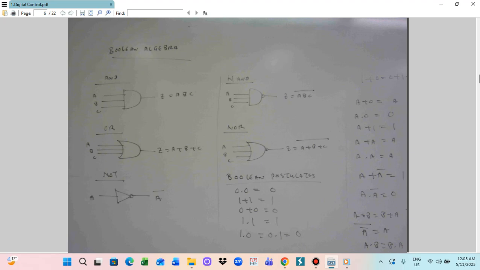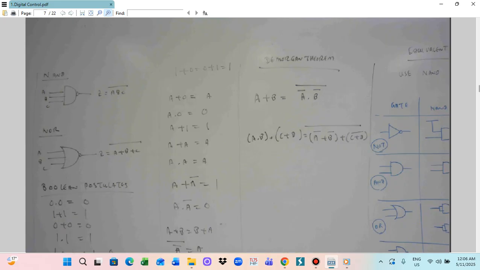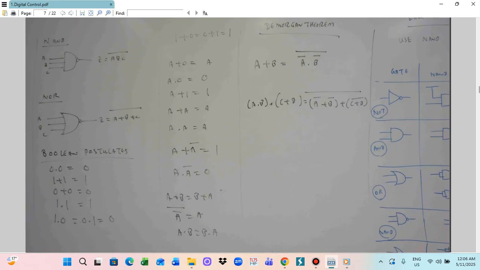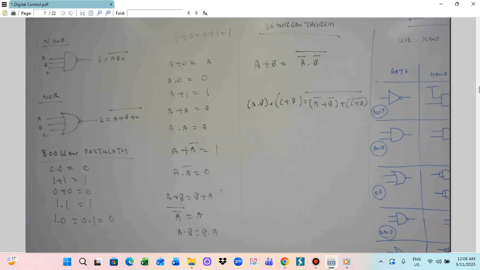You can also write A plus B is equal to B plus A. And similarly, A double bar is equal to A. And A multiply B is equal to B multiply A. So those are the Boolean postulates. We can utilize the Boolean postulates to simplify the logic gates. Sometimes there are many logic gates, so we use the Boolean postulates to simplify and determine the appropriate logic gate. Instead of constructing 2 or 3 gates, you can simplify to 1 gate by using the Boolean postulates.